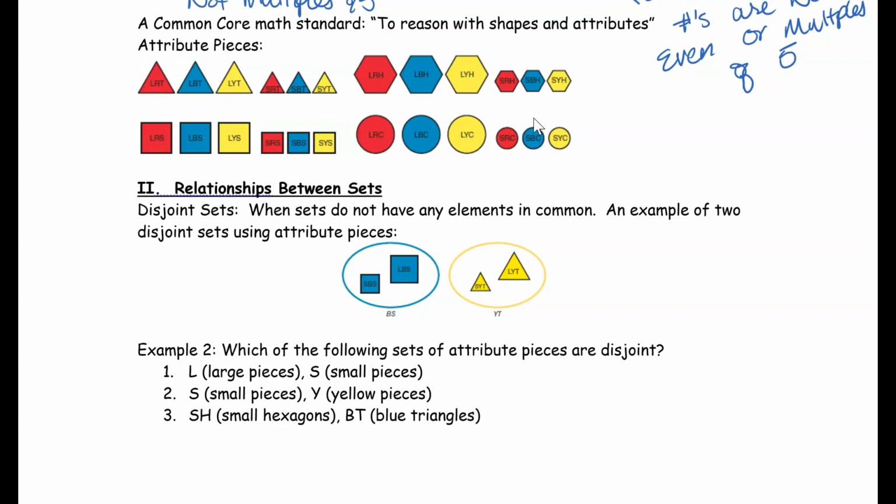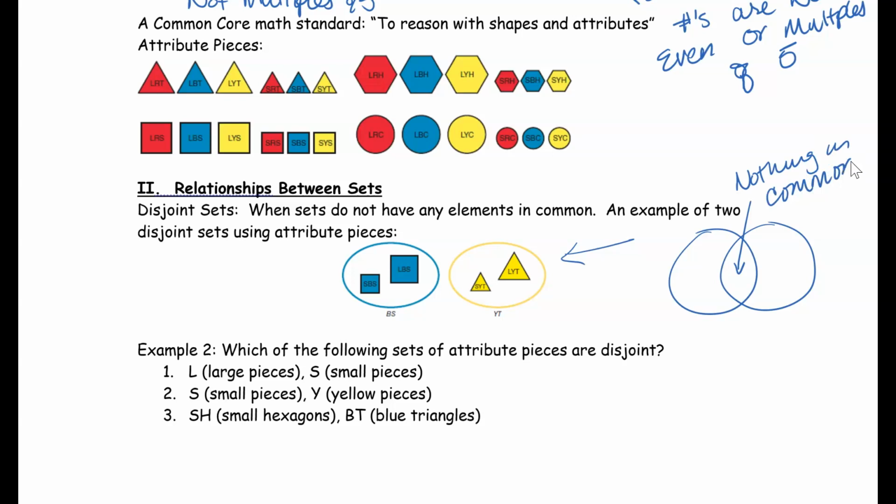Sometimes you'll have a Venn diagram that looks like this, where you have two circles, but they're not overlapping. That's one way that you can draw a Venn diagram if there's nothing in common. If there's nothing in common in the middle, you can just draw the circles separate if you'd like, and we call these sets disjoint. For example, this circle is blue squares and yellow triangles. There are no attribute pieces that are both blue squares and yellow triangles, so they don't have anything in common, and we can just draw them separately.